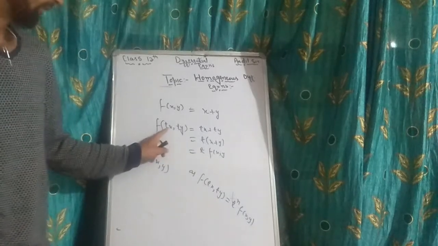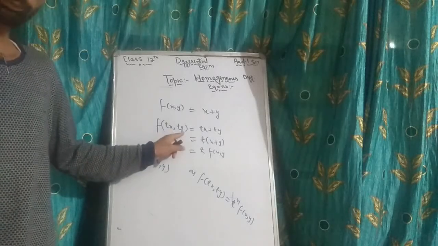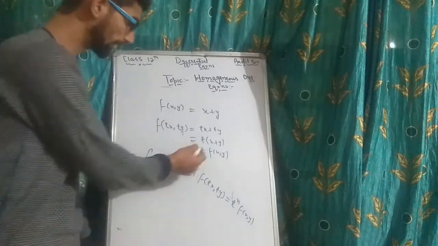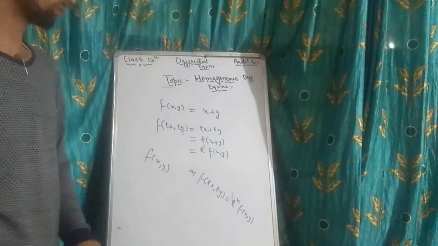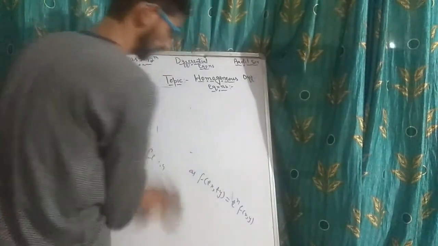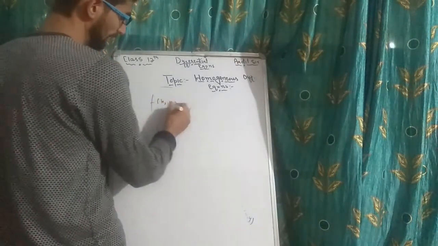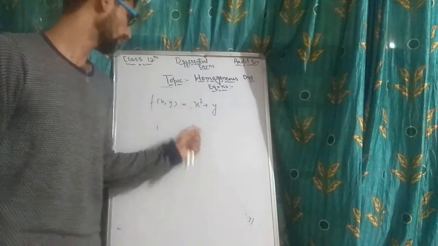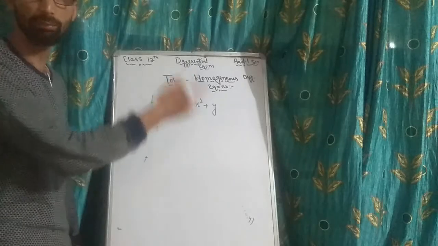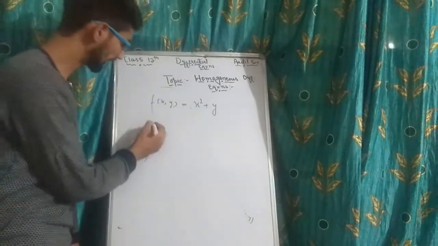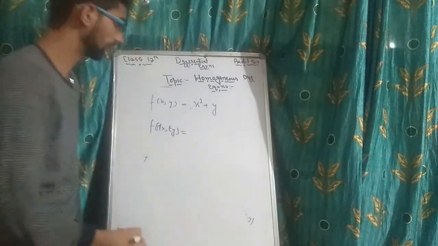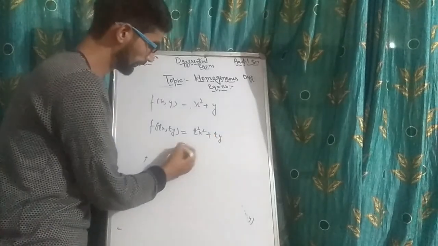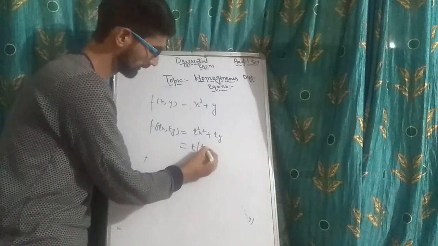So here you check, we have the function x plus y, and f of tx ty we got equal to t of f of x y. So this is clearly a homogeneous function, and the power of t is 1, so the degree of homogeneity here is 1. Like this you can check another example. If we have f of x y equals x square plus y, we have to check whether this is homogeneous or not. So what we have to do, we have to substitute x as tx and y as ty. So we will check here f of tx ty. When we substitute x as tx, it will be t square x square plus ty. Now t we can make common, but here it is tx plus y.